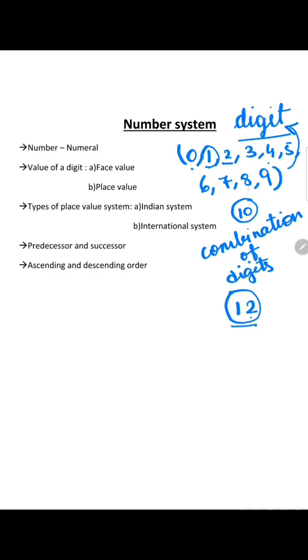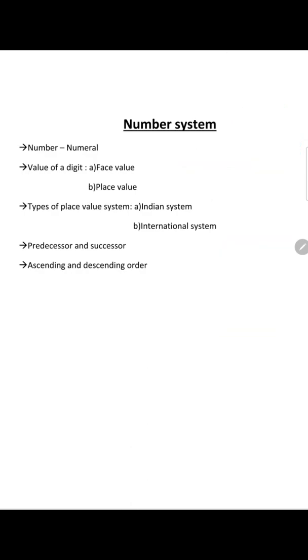Now, let me take one more example. I will take 8, 9 and 7. There are 3 digits in this number, that is 8, 9 and 7. So, by this, what I can understand is, when the digits are combined, they form numbers. The combination of digits is called a number.